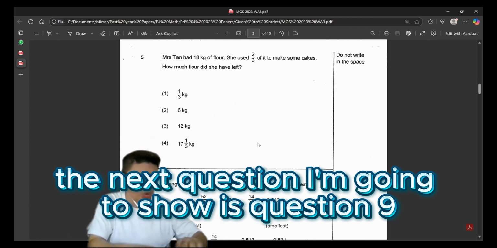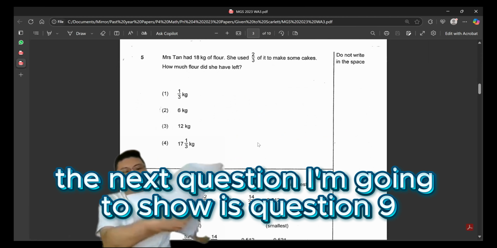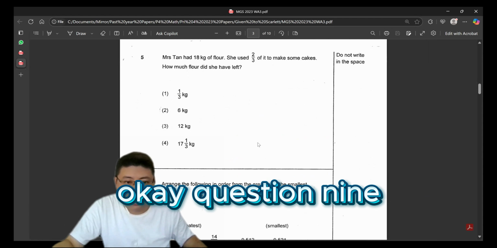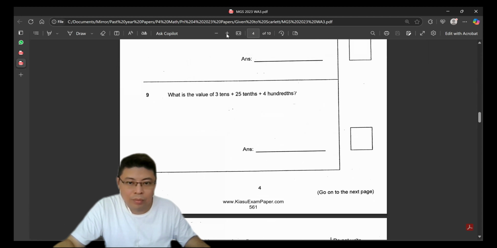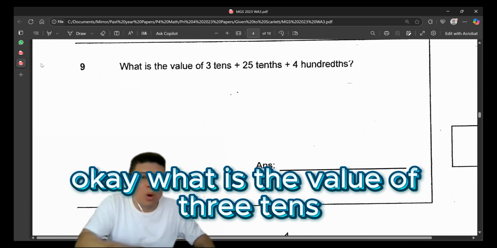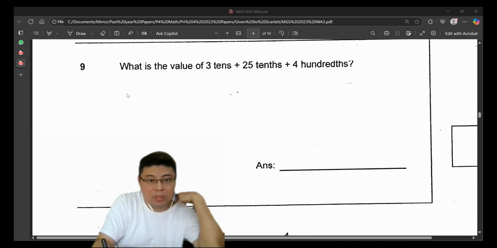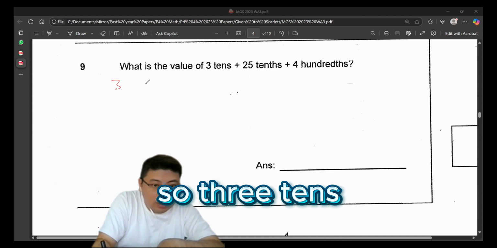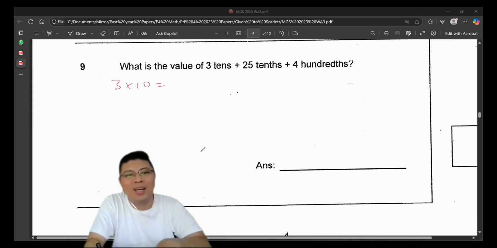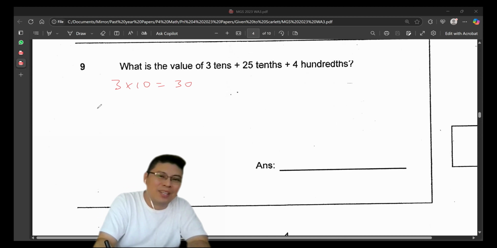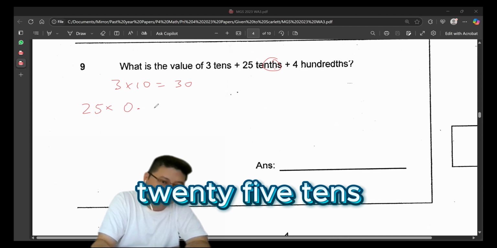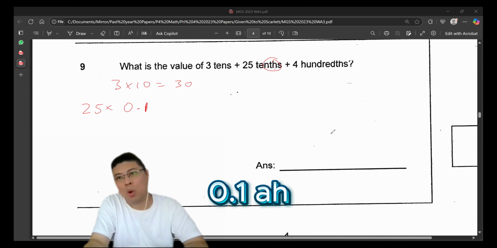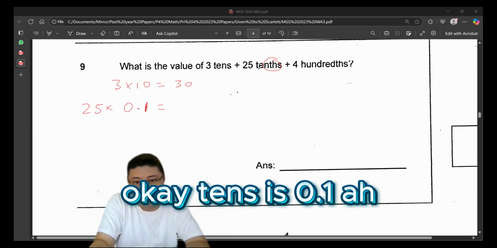Okay, the next question I'm going to show is question 9. What is the value of 3/10? So 3/10. 25 tens, with a TH, 25 tens, 0.1. Tens is 0.1.